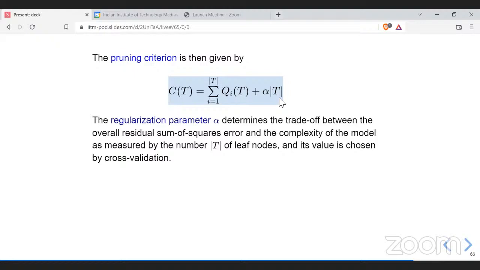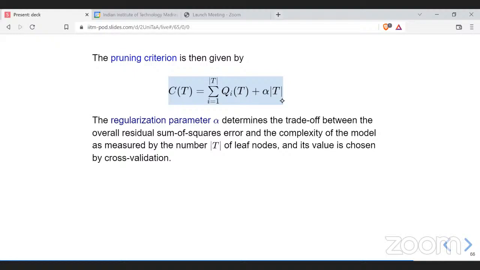Okay, so this terminology is clear. This norm of t is called complexity, and it's very similar to lasso, right? This alpha is called the complexity parameter, and mod of t is called complexity. So this is how you define a cost function, where mod of t is the number of leaf nodes in the tree. This alpha is a hyperparameter, and its value is chosen using cross validation.